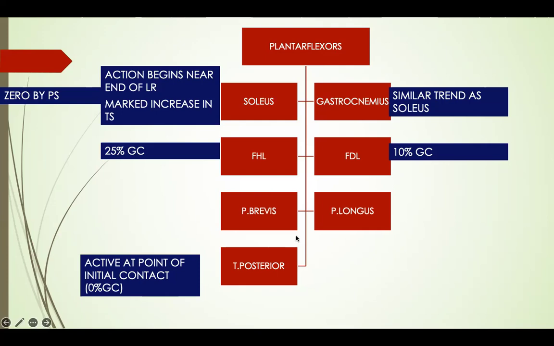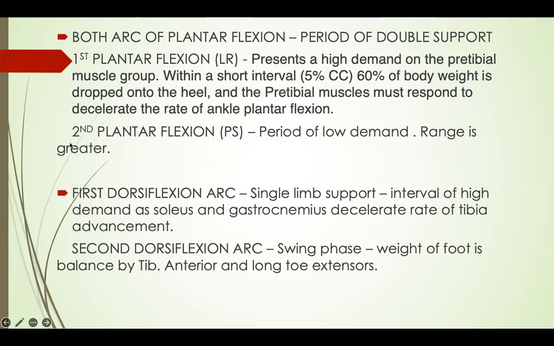The first plantar flexor which gets activated is tibialis posterior. The second is flexor digitorum longus, which gets activated at 10% of the gait cycle. And the third is flexor hallucis longus, which gets activated at 25% of the gait cycle. Both arcs of plantar flexion occur in the double support period.